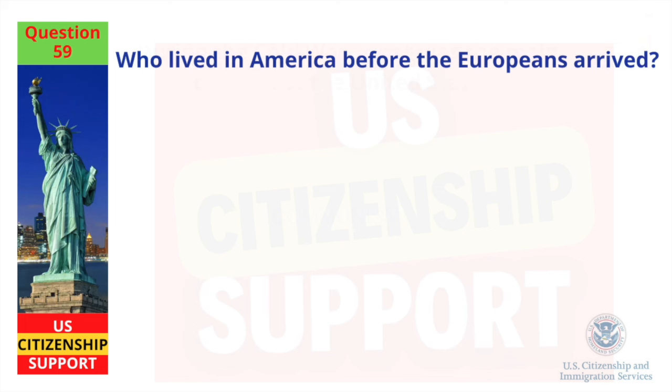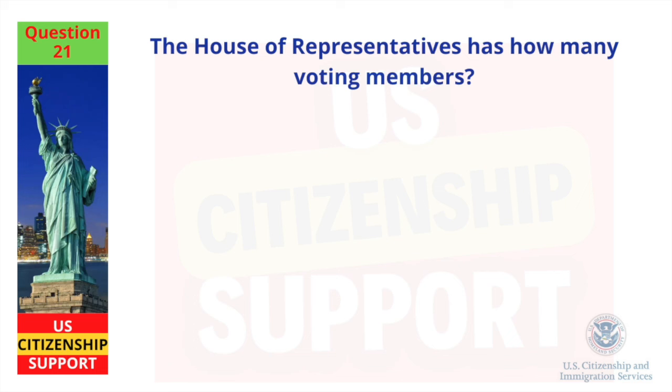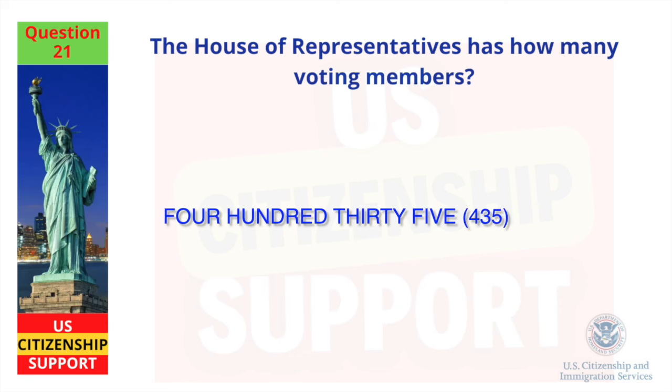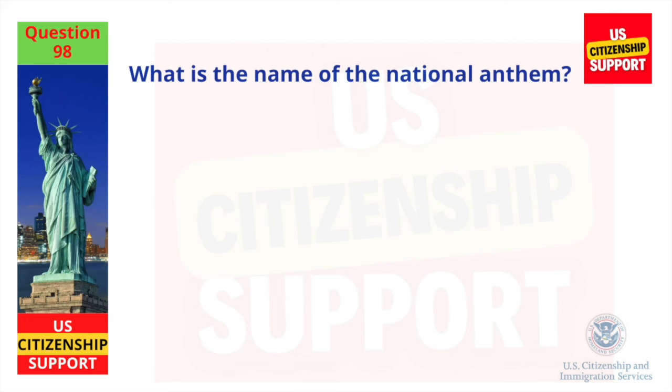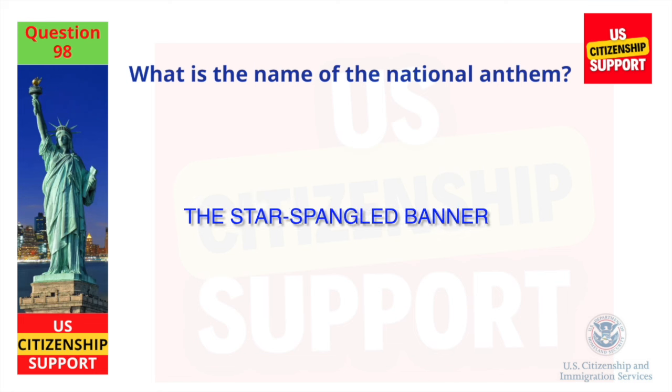Who lived in America before the Europeans arrived? American Indians. The House of Representatives has how many voting members? 435. What is the name of the national anthem? The Star-Spangled Banner.